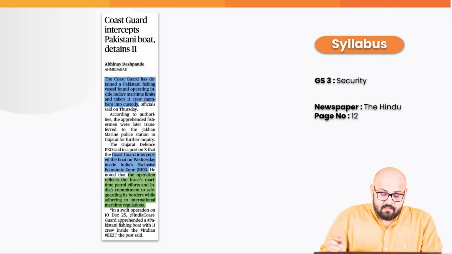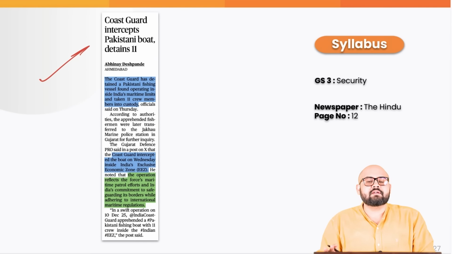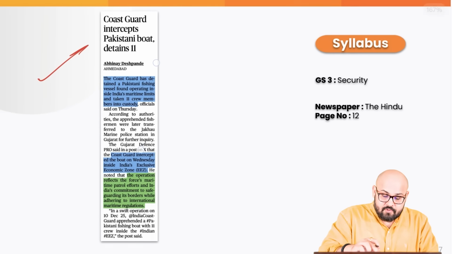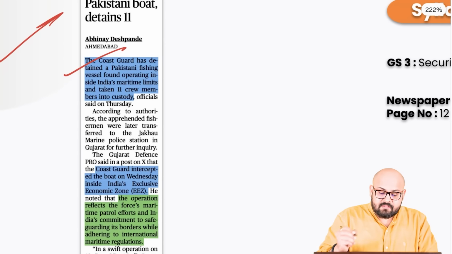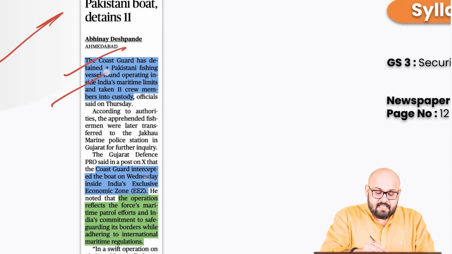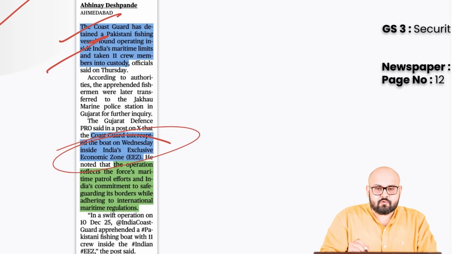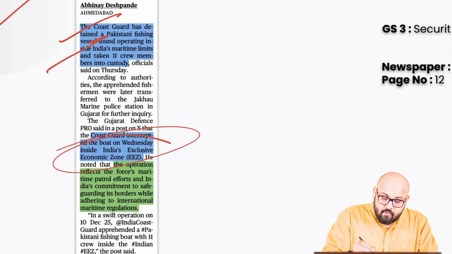Coming to the next topic, here is a mention of one of the very important maritime zones, which is the exclusive economic zone. So we have the Indian Coast Guard, which has intercepted a Pakistani boat. The Coast Guard has detained a Pakistani fishing vessel found operating inside India's maritime limits and taken 11 members into custody. The Coast Guard intercepted the boat on Wednesday inside India's exclusive economic zone. We'll talk about it.